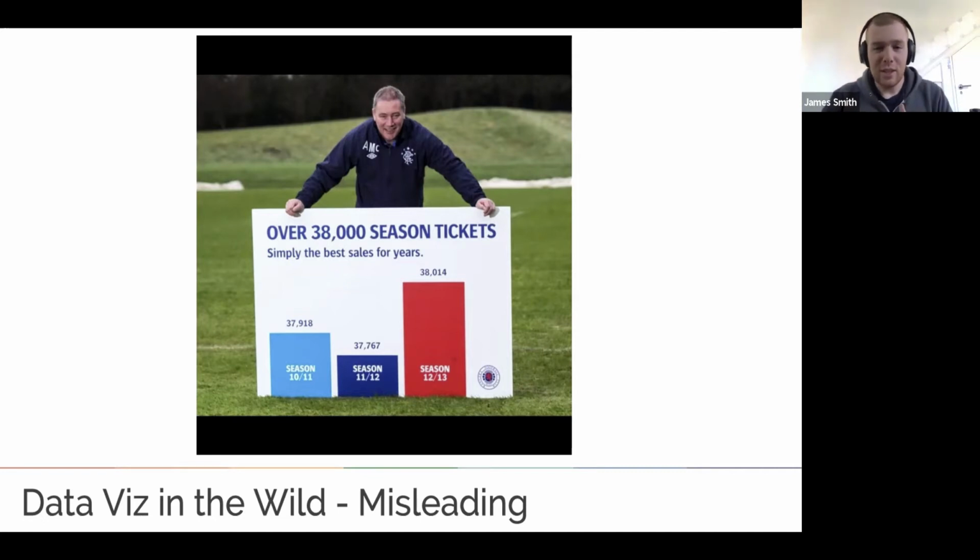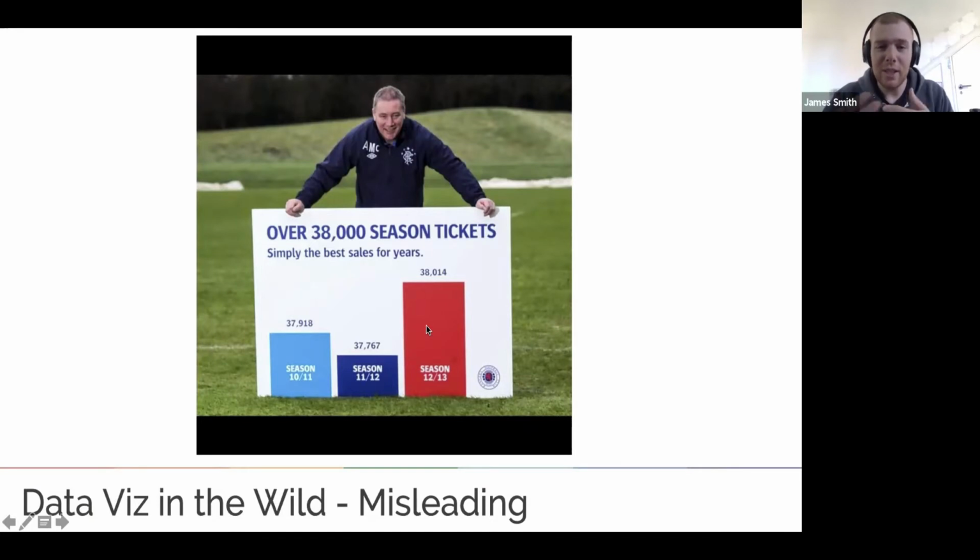So in this case, the story that it's Rangers, I think, that want to tell a particular story, that they have put a large title across the top there, 38,000 season tickets, best sales for years. And what they've done to create this effect is they have manipulated the y-axis of our chart so that, instead of starting at 0, it starts at around maybe 37,000. And so they're artificially manufacturing this huge jump in season ticket sales between 2012 and 2013 to make it look like they've done a really terrific job.